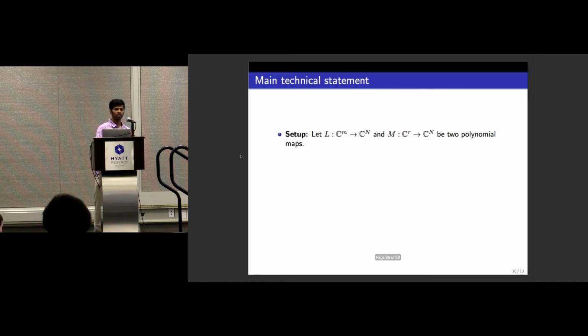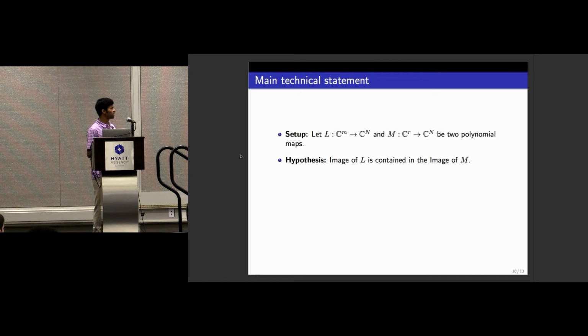Okay. So the main technical statement that we need is going to be very algebraic in nature, but it sounds extremely elementary. So we start with a setup where you have 2 polynomial maps, and the only thing about these 2 polynomial maps is that their images, the codomains, are the same. So I put a capital N to signify that you want to think of this as a large vector space, and little m and little n to be something slightly smaller. And if you have two such polynomial maps, all I'm asking for is that the image of L is contained in the image of M.